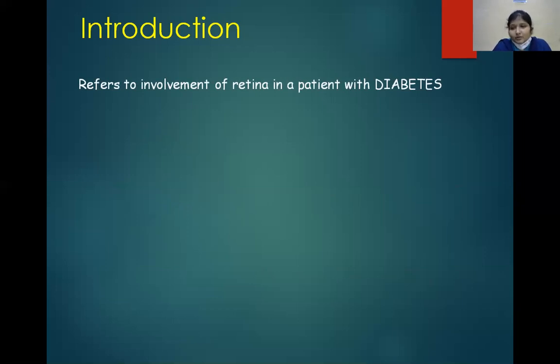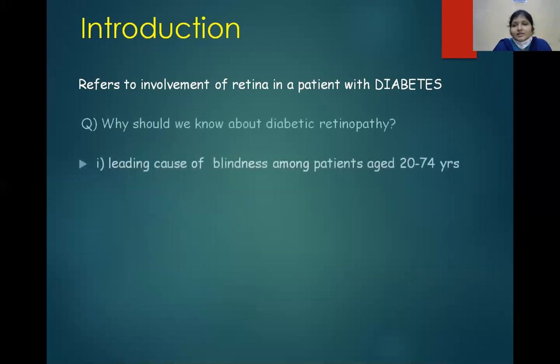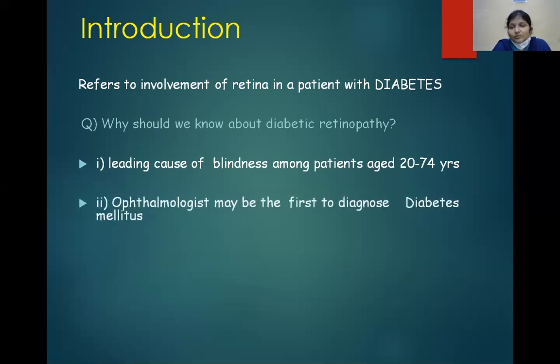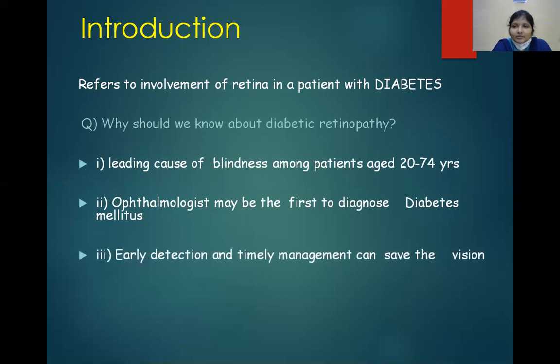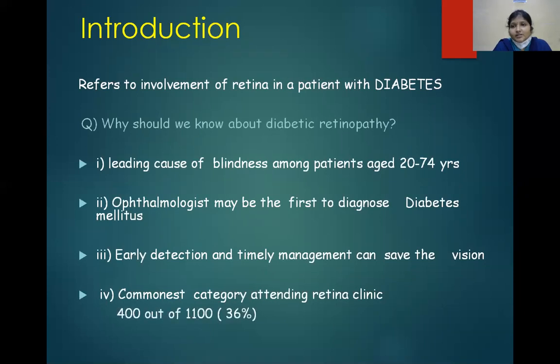So why is diabetic retinopathy so important? It is important because it is the leading cause of blindness among patients aged 20 to 74 years. And also, ophthalmologists may be the first to diagnose diabetes mellitus in some patients. And timely intervention and early detection can save the vision of the patient. And also, it is the commonest category of patients attending the retina clinic, about 400 in 1100 patients.